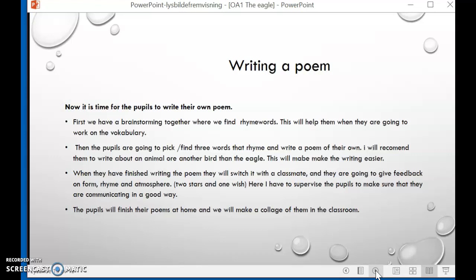When they have finished writing the poem, they will switch it with a classmate, and they are going to give feedback on form, rhyme, and atmosphere. They will use 2 stars and 1 wish in this work. Here I have to supervise the pupils to make sure that they are communicating in a good way with each other. The pupils will finish their poems at home, and we will make a collage of them in the classroom.